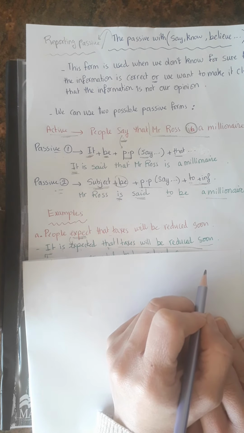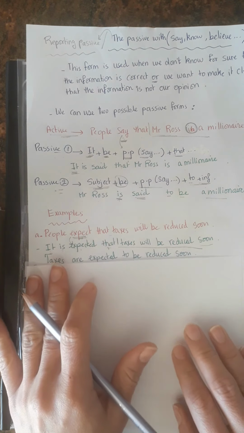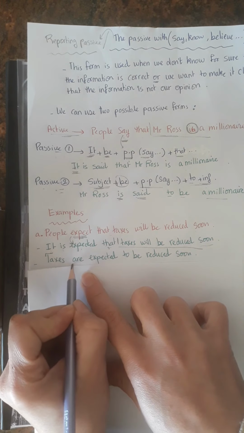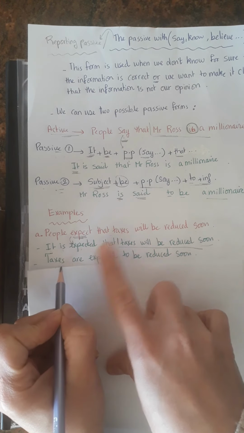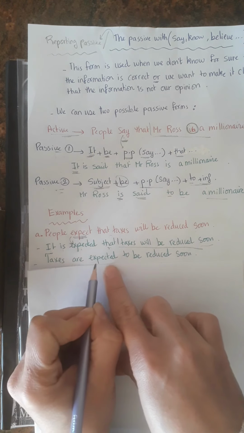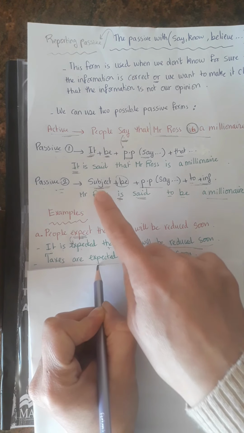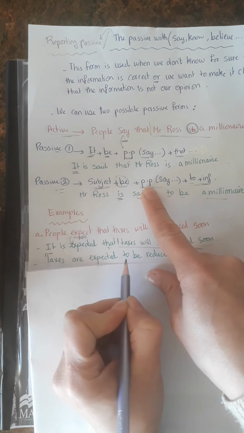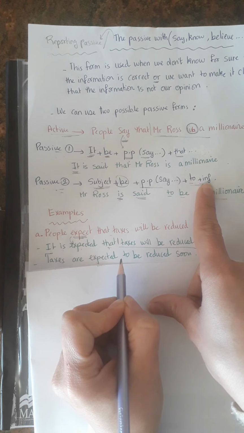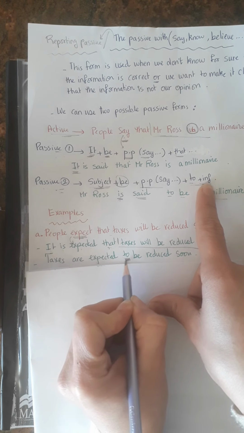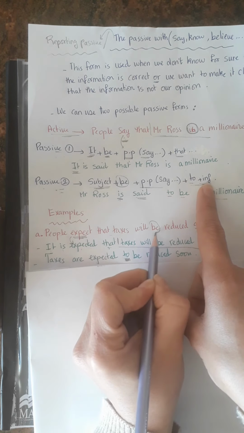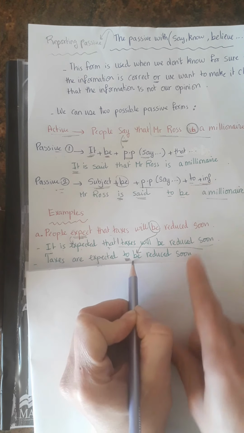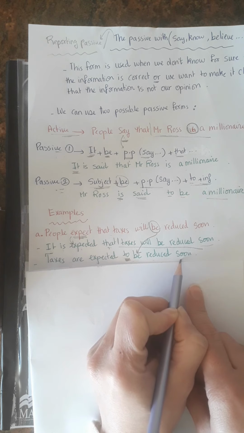However, if we're going to start with the subject, which is taxes, let's see what is going to happen. Taxes are, because the sentence is in the present simple tense. So taxes are expected, the past participle form. Here is the rule: the subject with be, with the past participle form, then to, and the infinitive form. So to, okay, and be is the main verb, so it's going to be added here. So, to be reduced soon.